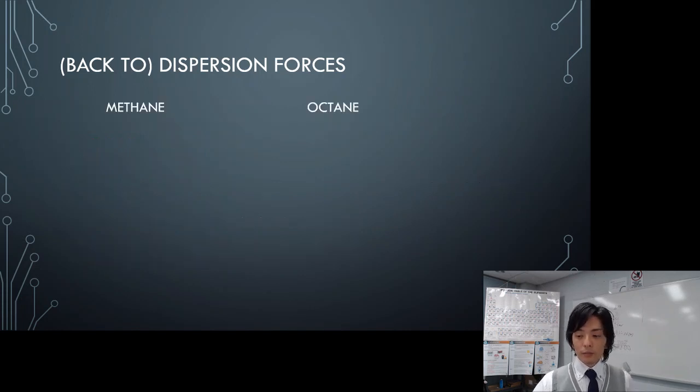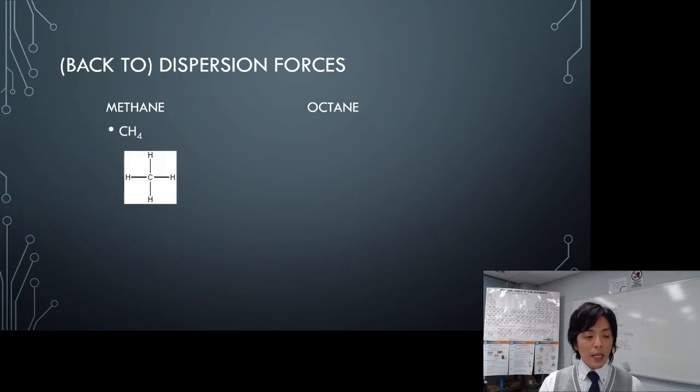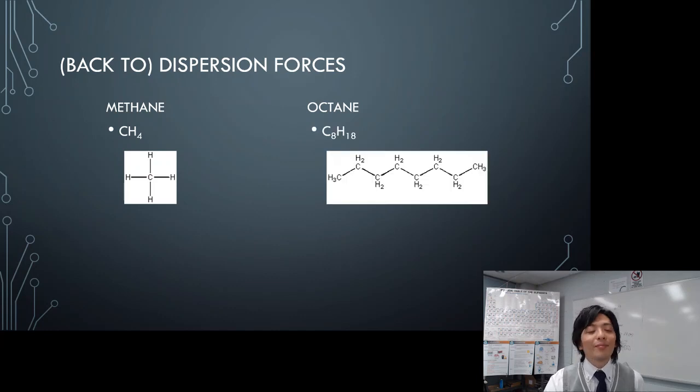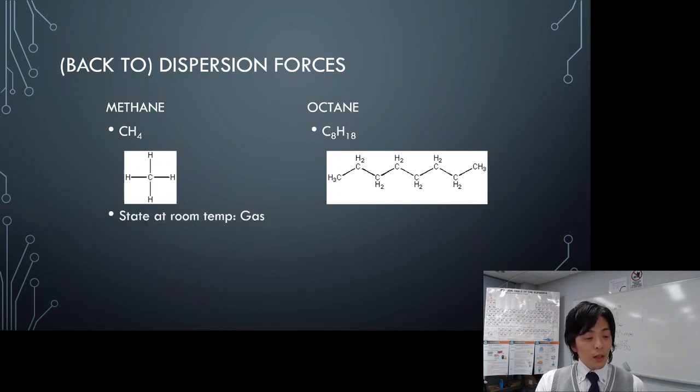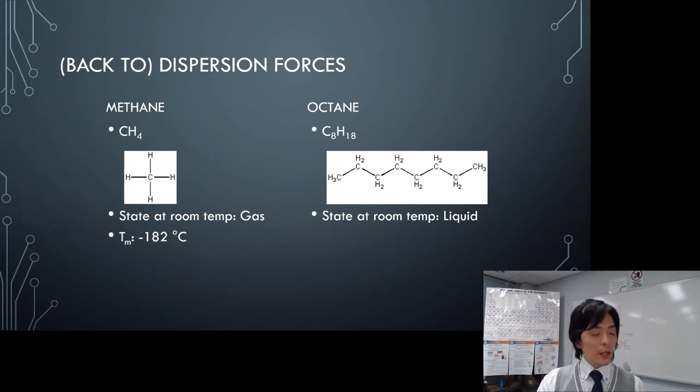Alright, moving to comparison between methane and octane. Now methane is known usually as a gas. CH4 is its formula. Octane is C8H18. It's a main component of petrol. Methane at room temperature is gas, whereas octane is liquid. Its melting point is negative 182 degrees Celsius for methane and negative 57 degrees Celsius for octane.